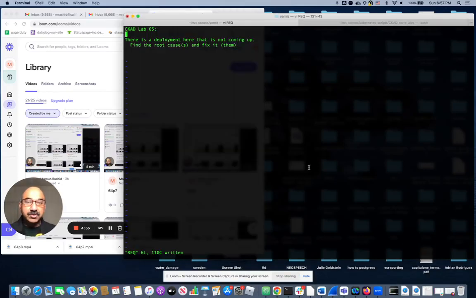Today we're going to try and troubleshoot a deployment issue. So the requirement is there's a deployment here that's not coming up and we have to find the reason why and fix it. So let's look at what we have going on. It's taking a second. So you see there's a deployment called Kubernetes and it has 0 out of 3 pods coming up. So how do we troubleshoot this?